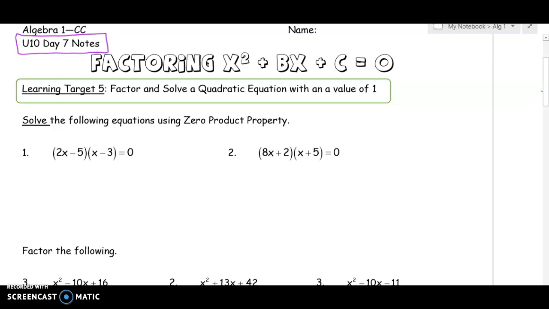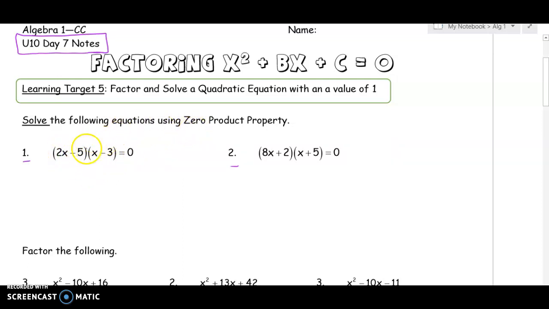And so we've been doing some that just require factoring and some that require solve by factoring. All right, these ones for 1 and 2, you'll notice the directions say to solve each of the following using zero product property. These problems are already factored. We don't need to factor these because it's already in factored form. With these, all we have to do is go straight to the solving.